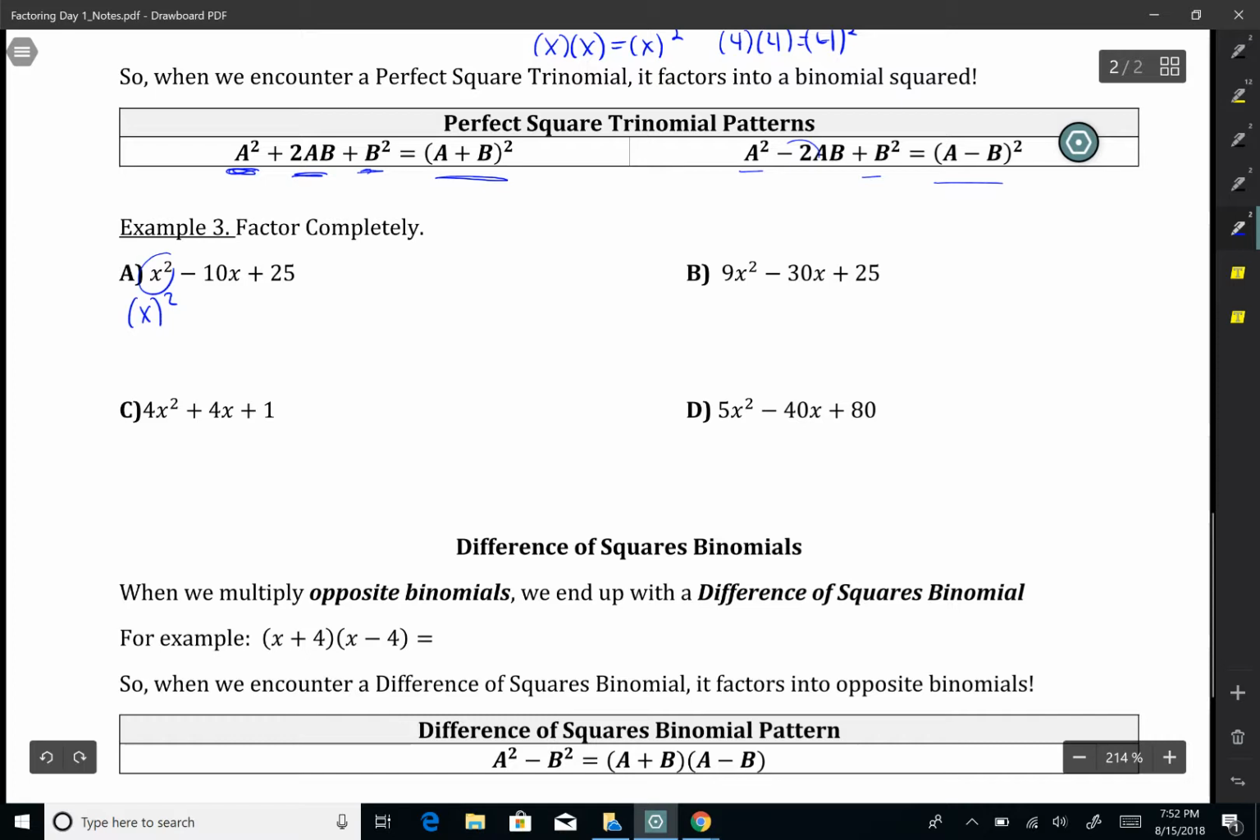I would square x to get x squared. And this is a perfect square. Its square root is 5. It's because 5 squared is 25. And then I have a middle term of negative 10. So that would make me believe that I should write x minus 5 quantity squared.